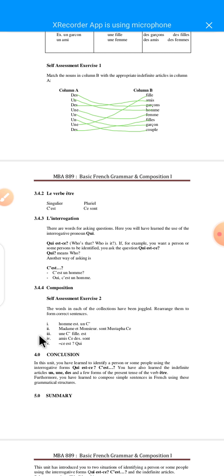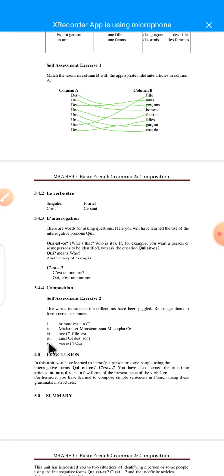Number 3. Une, c'est, fille, est. When we arrange, it's going to be c'est une fille. It is a girl. C apostrophe est, une, and fille, and full stop. Number 4. Amis, ce, des, sont. When we arrange, it's going to be ce sont des amis. They are friends. Ce will come first, followed by sont, then followed by des, and amis, and full stop.